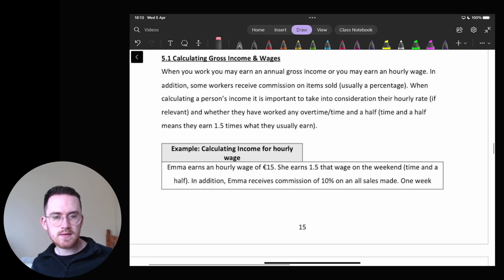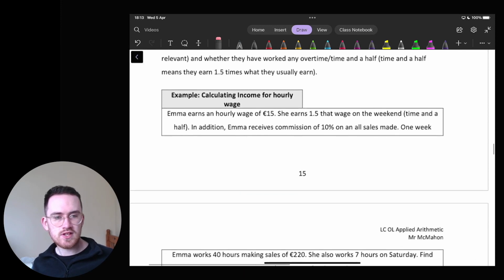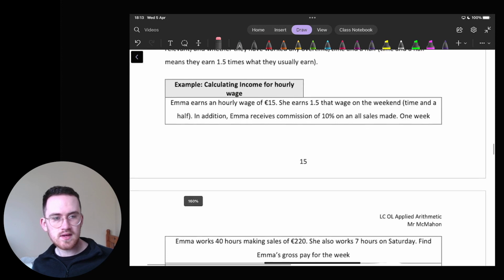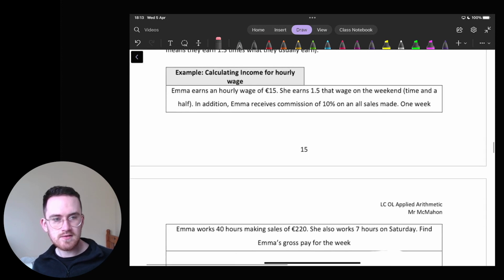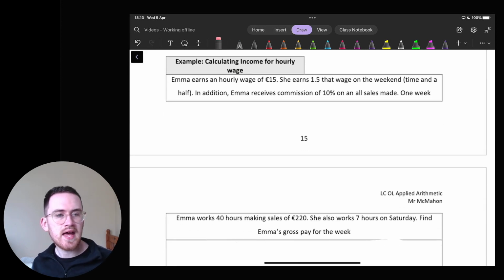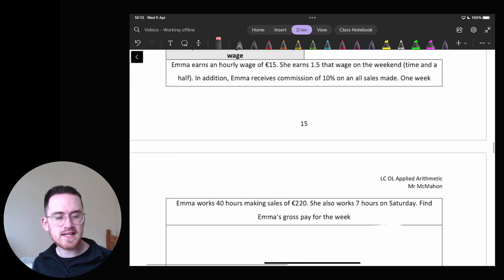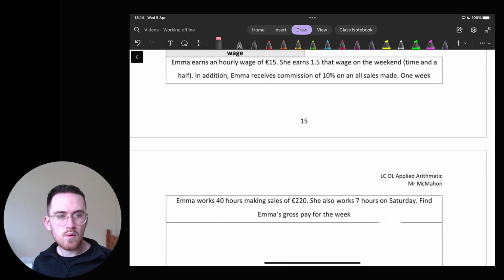So looking at this example, Emma earns an hourly wage of €15. She earns 1.5 times that wage on the weekend, so time and a half, and she gets a commission of 10% on any sales that she makes as well. One week she works 40 hours, making sales of €220, and also works 7 hours on Saturday. Find her gross pay for the week.